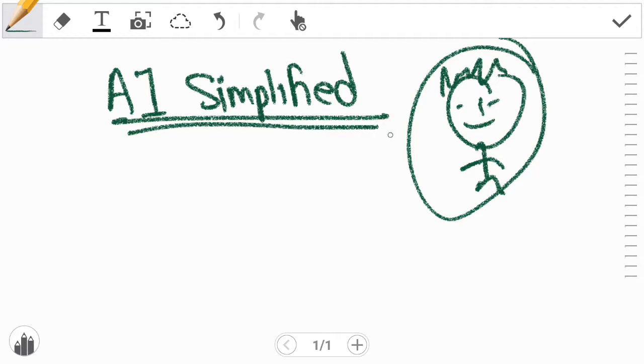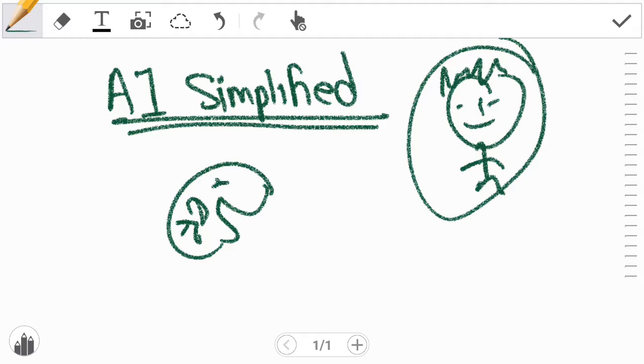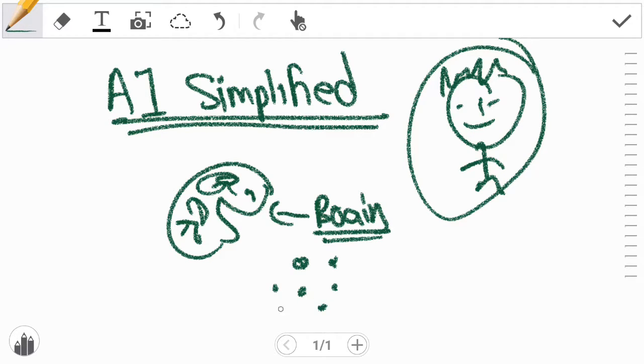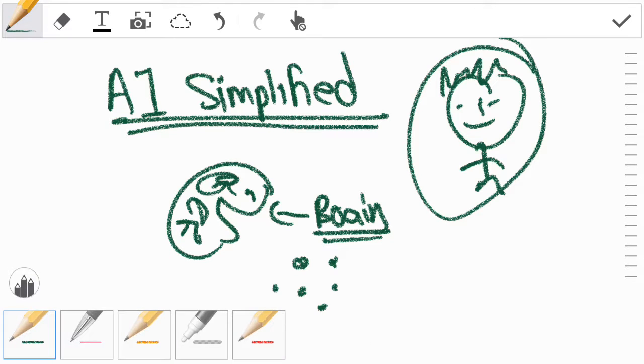So basically a neural network is a brain. Okay, it's a computer brain. So how does our brain function? Let's consider this is a brain. Our brain has various neurons. Okay, so these neurons activate according to the input that we are providing.